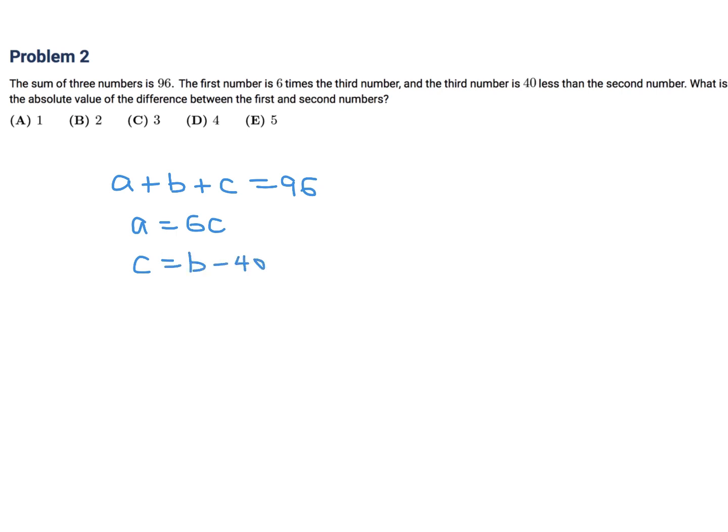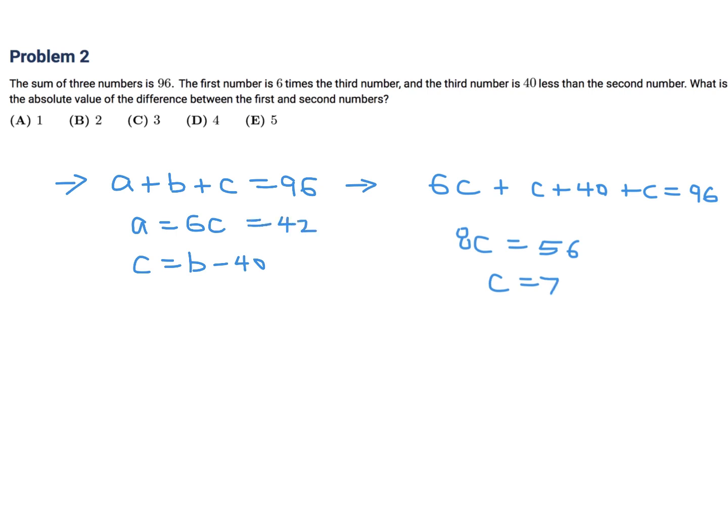So let's substitute that into here. And when we do, we get 6C plus B, which is C plus 40, plus C. And that's 96. So this will be 8C is equal to 56, sorry. And therefore C is 7. So if C is 7, that means A is 42. And therefore B would be 47, I believe.